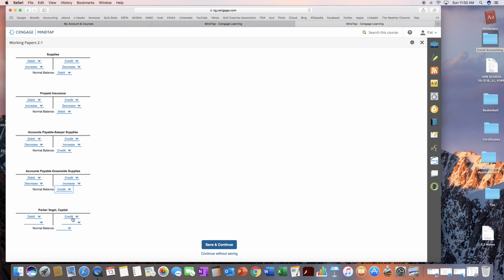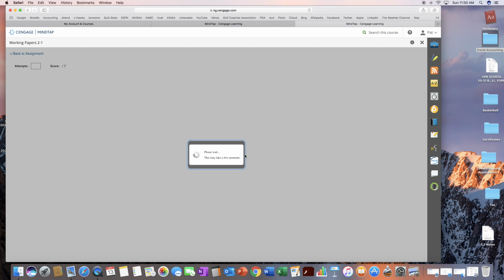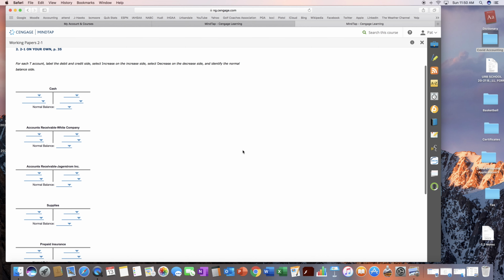Parker Vogel Capital is the owner's equity part. You increase equity with revenue, either a sale on account or a sale for cash. You increase it with an investment. You decrease it with an expense, or you decrease it with a withdrawal. When we are working with capital, we will increase on the credit side, which means you decrease on the opposite side. Normal balance is the same as the increase side. So the normal balance of capital is increased with the credit, so our normal balance is a credit. And that is 2-1. Okay.